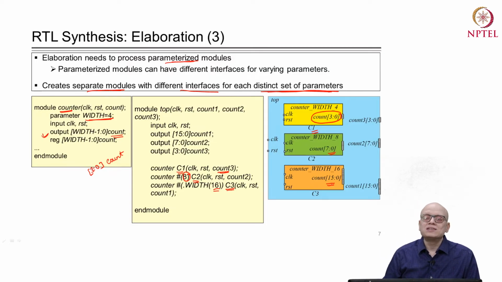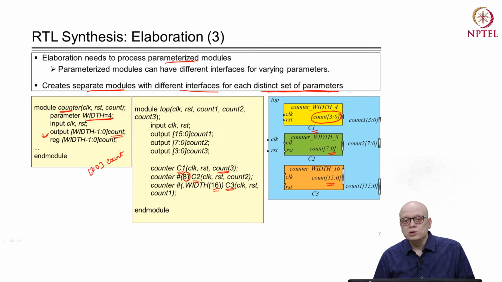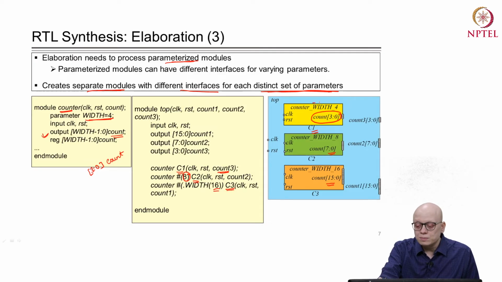Now, what will be the names of these new modules that will be created during elaboration? It is tool specific. Typically, it will use a combination of the name of the parameter and its value. The master module name initially was, say, counter. So, during elaboration, the new module will be created and its name can be counter underscore width underscore 4. For the other it can be counter underscore width underscore 8 to denote that the value of the width is 8, and so on. But note that this is the name of the master module that will be created by the tool. It is tool specific. The tool is free to choose any name.